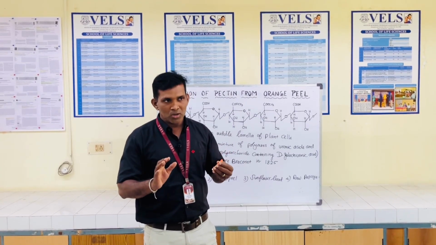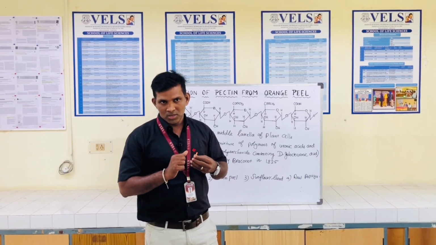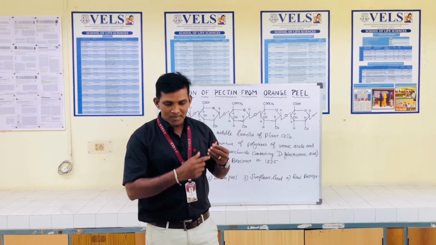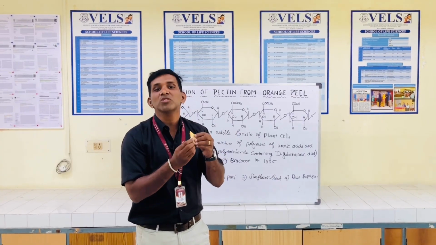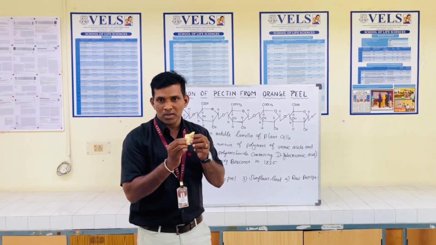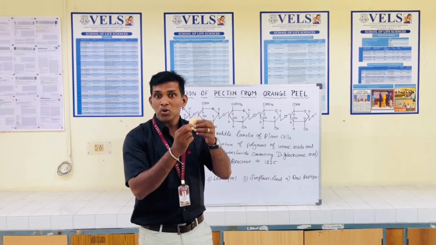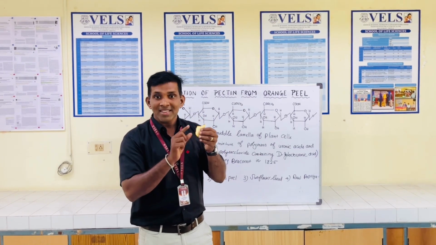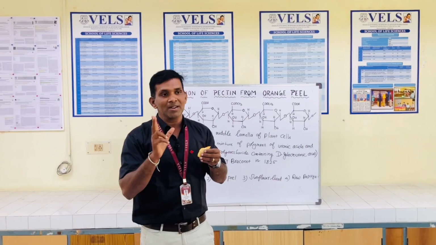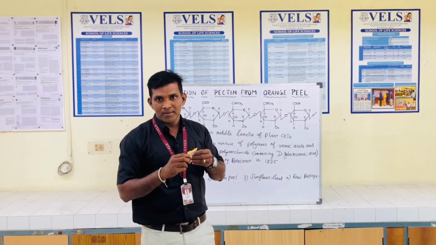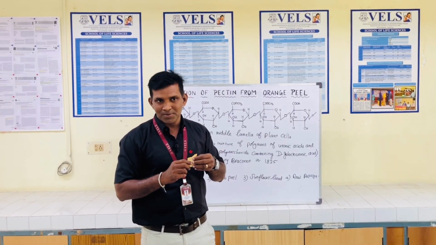If any doubt, you may ask. Why are we heating the solution? Because only then will the cell wall be softened. And you have to add acid because only at that particular pH will it precipitate. These two things are very important. Shall we start the experiment?